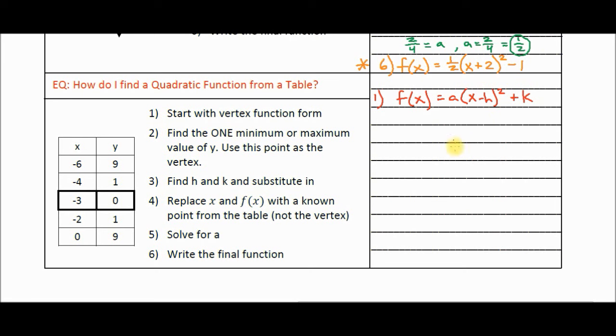There's step 1. Step 2, look at the table and find the one minimum or maximum value of y. Use this point as the vertex. So what you're doing is you're taking a look at the y values and just say them in order and see what's happening with them. We went from 9 to 1, so we went from a 9 to a 1 that goes down the y-axis. Then we got to 0. Then we started to go back up again, back to 1, and then we went to 9.